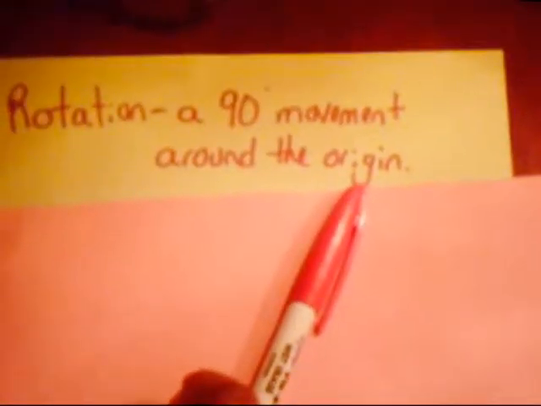Okay? So guys, if you see that your shape has been moving around the origin and it's changing its orientation, which means it does not look the same as when it started, that's called a rotation. Okay? All right, let's look at the next kind of transformation.